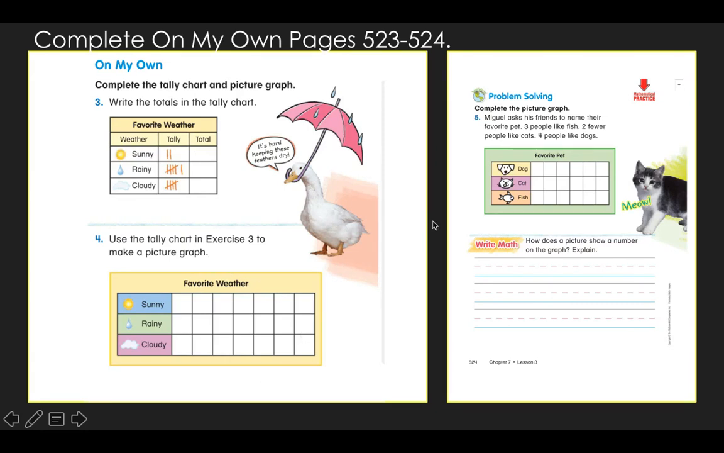Then answer question number 5 on page 524. Read the word problem, then use the information in the word problem to fill in this picture graph showing the favorite pet of people surveyed. After that, go to Write Math and write one sentence to answer the question, how does a picture show a number on a graph? Explain.